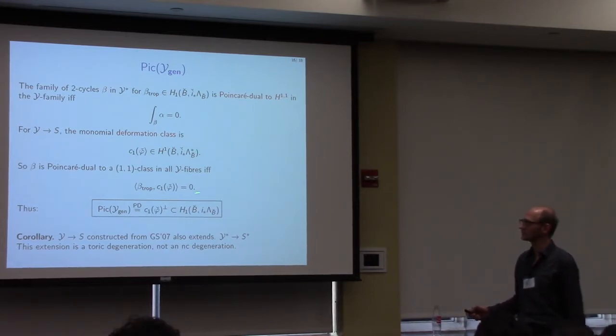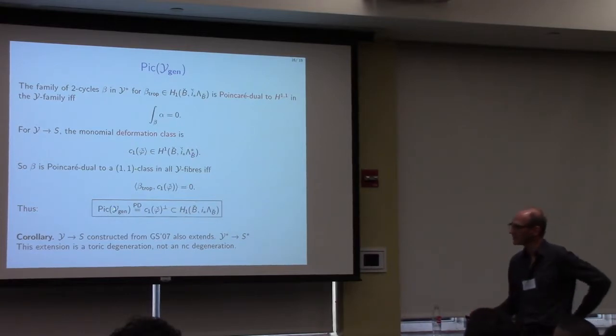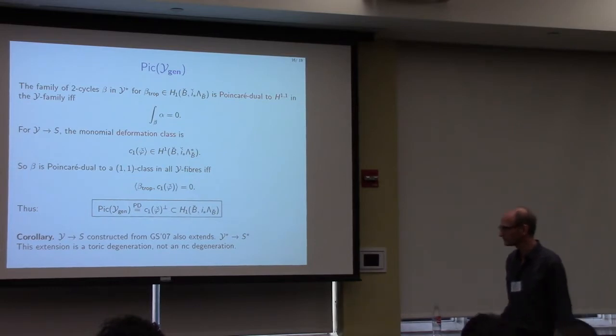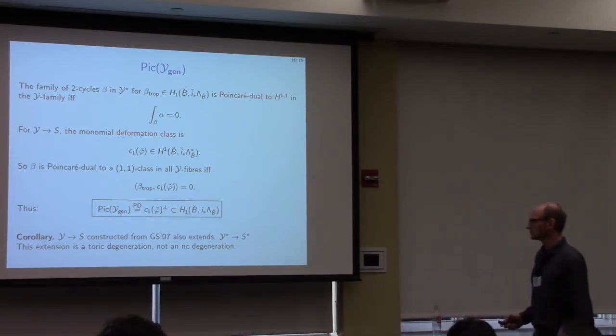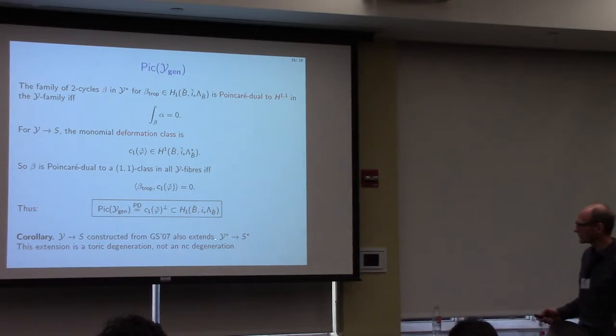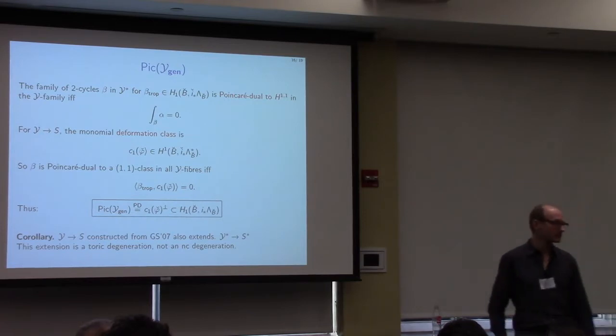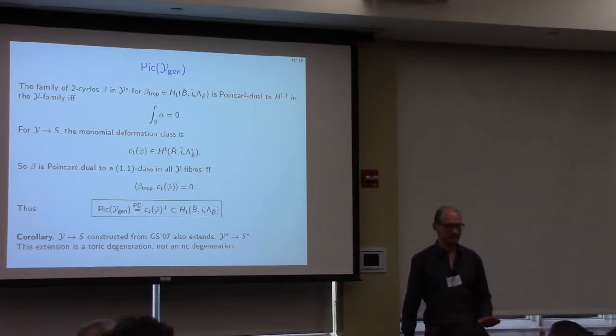So that gives this condition for saying that beta is Poincaré dual to a 1-1 class. And hence, it's a perp space in H lower 1 of I lower some number of each n. Okay? This dot should be here. So the y to s actually restricts over the pointed curve to the given mirror family, and this extends as a toric degeneration, not a normal crossing degeneration.